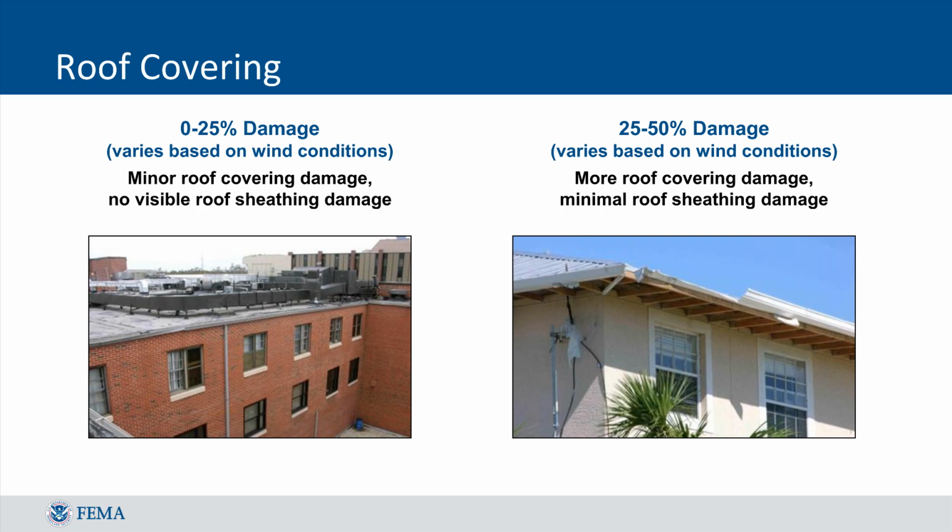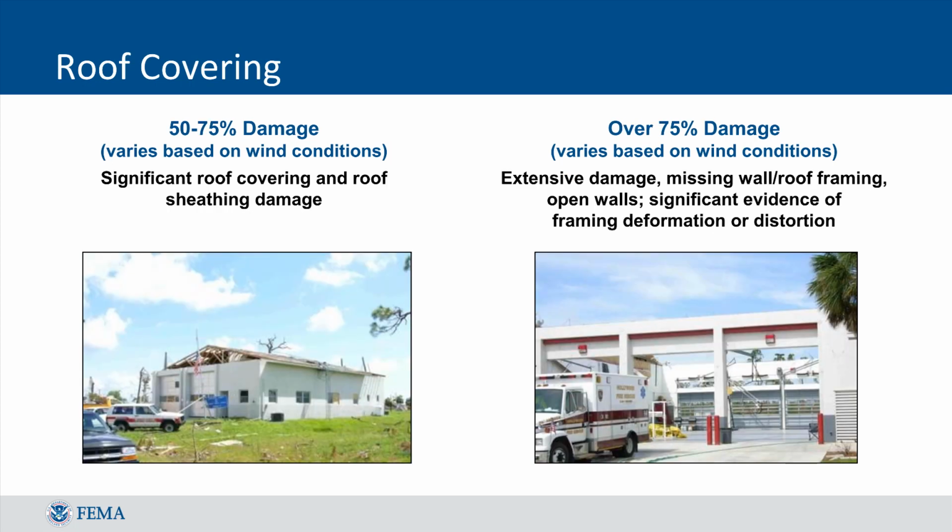Damage in the 25 to 50% range would display some additional impacts to the roof covering, with higher levels of damage to flashing and the eaves of the roof. As the photo to the right demonstrates, there would not typically be damage to the sheathing of the roof in this range, and the roof would remain more or less intact structurally. In the range of 50 to 75% damage, there will be significant loss of roof covering, and you may begin to see some damage to the sheathing of the roof.